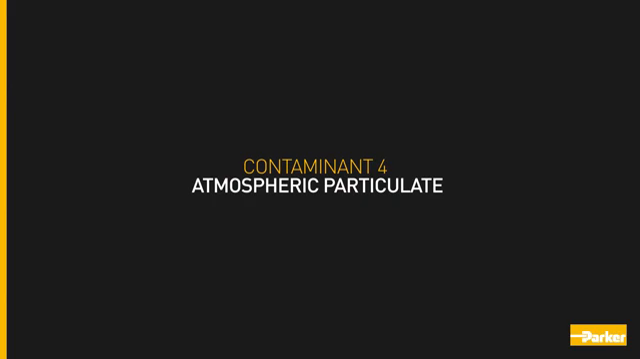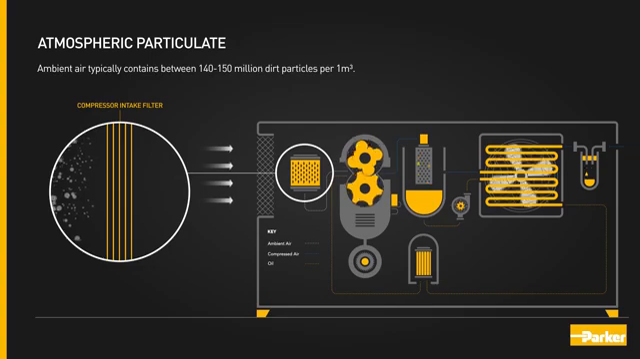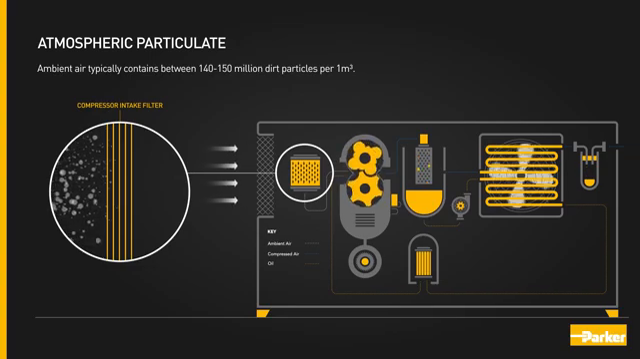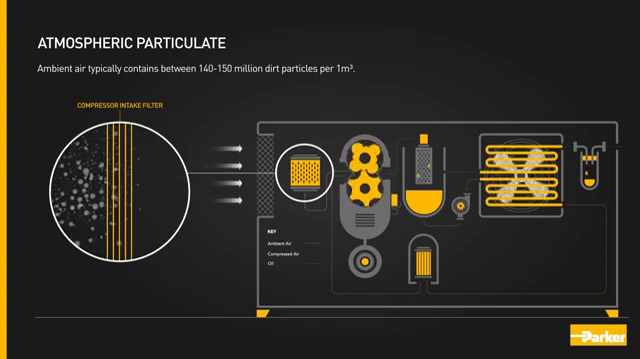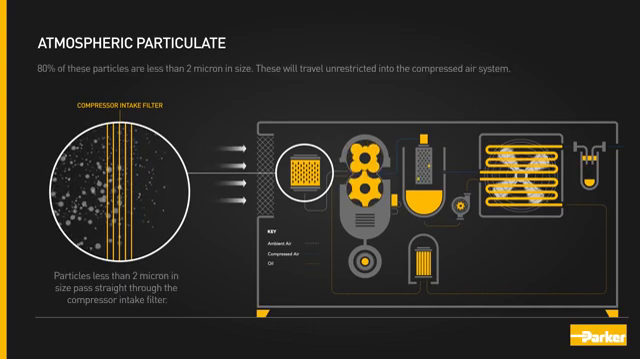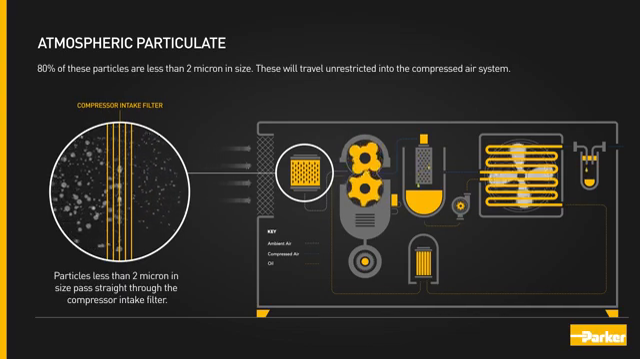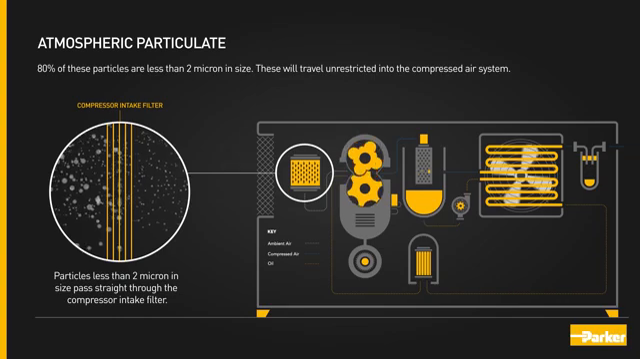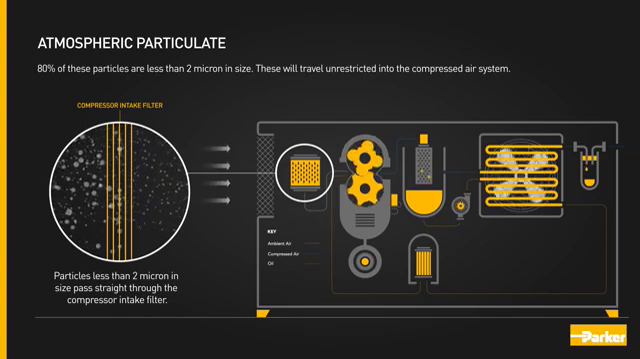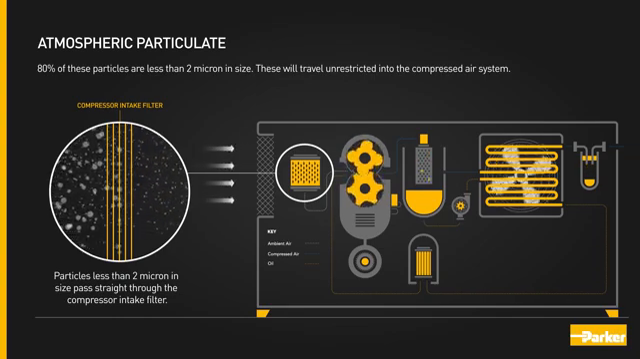Contaminant 4, atmospheric particulate. Ambient air typically contains between 140 to 150 million dirt particles per cubic metre. 80% of these particles are less than 2 micron in size. These will travel unrestricted into the compressed air system.